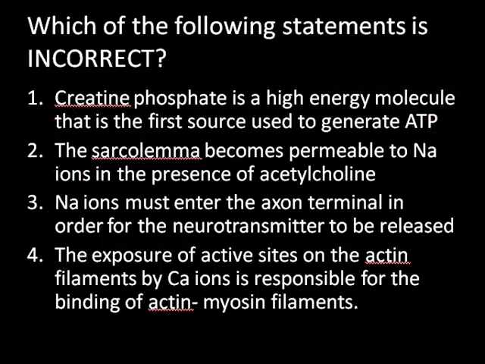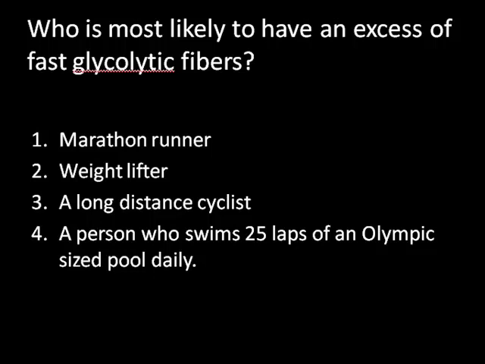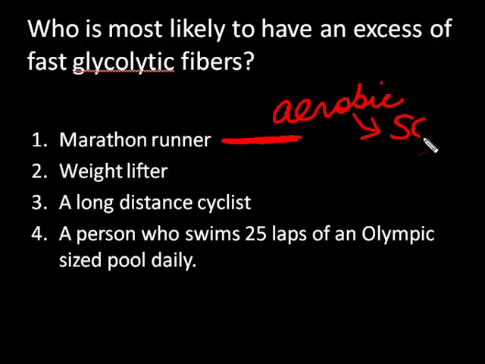Let's look at the second question, which is asking who is most likely to have an excess of fast glycolytic fibers. A marathon runner: this is an endurance activity where this person runs for a long period of time. So therefore, this person needs a constant supply of ATP, which is provided by aerobic activity. And aerobic activity is seen in slow oxidative fibers. So therefore, this person will not have fast glycolytic fibers.